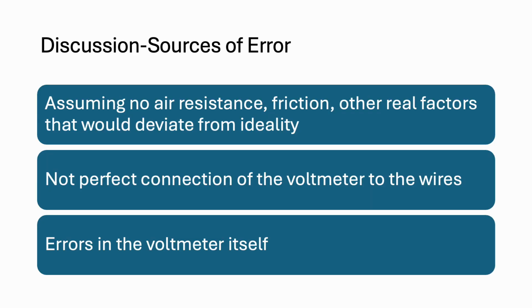Some possible sources of error in this experiment were assuming no resistance in the wires or the voltmeters, no air resistance, friction of any kind, basically nothing that would deviate from ideality, and not perfect connection of the voltmeter to the wires, and then any errors inside the voltmeter itself.